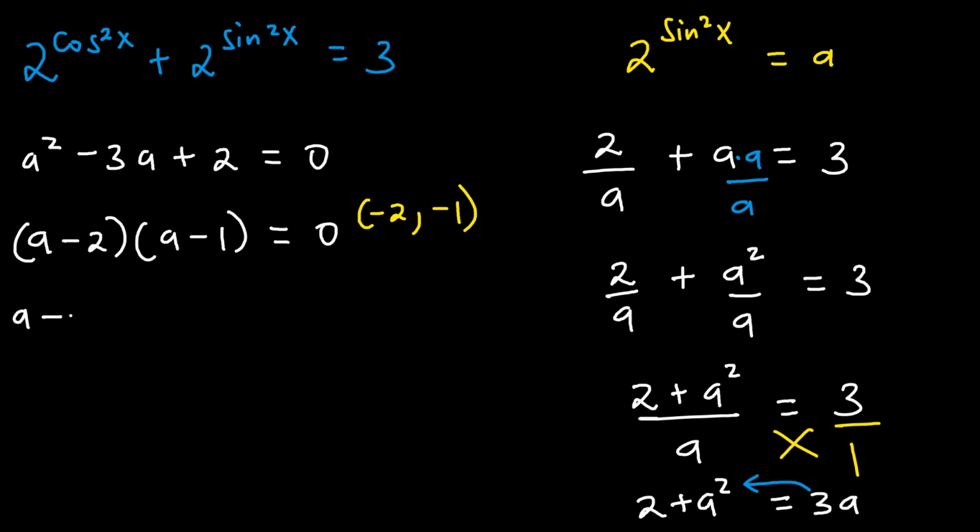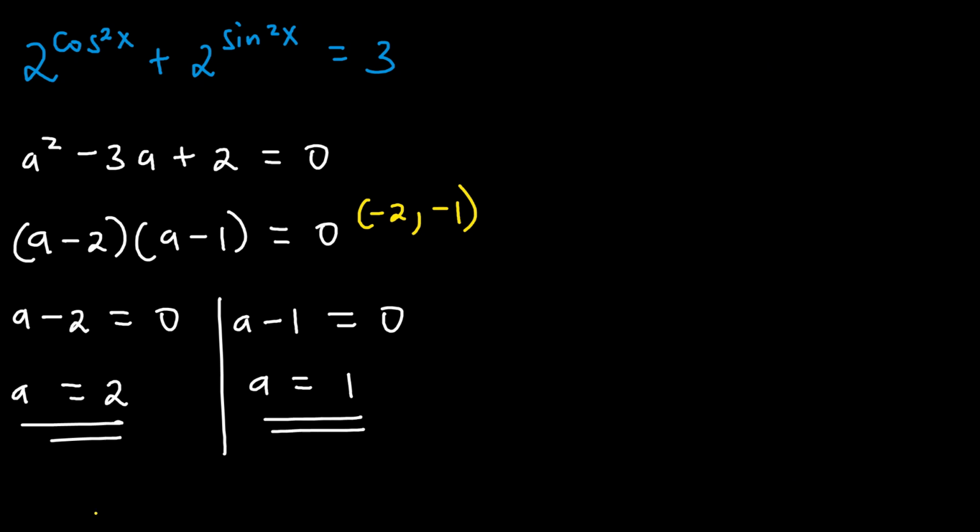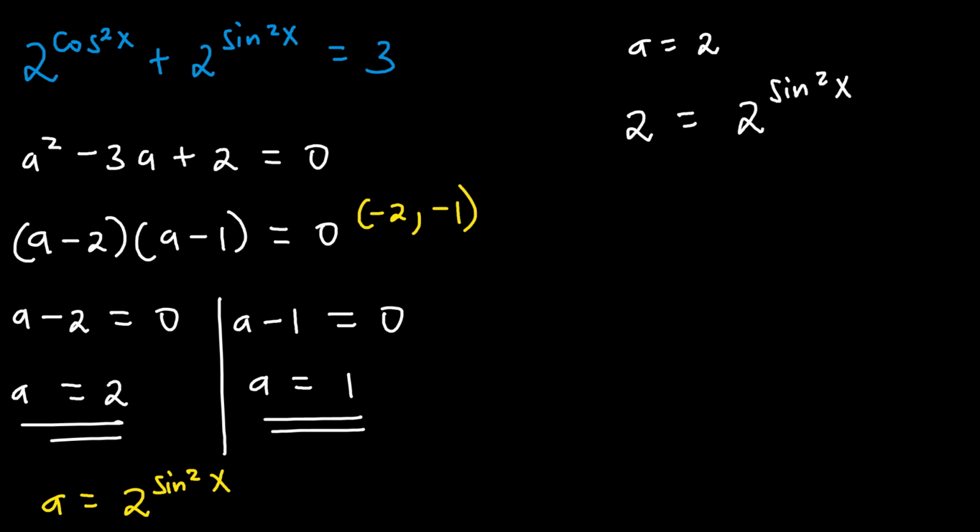And if we set a minus 2 to be equal to 0, then a will be equal to positive 2. And if we set a minus 1 to be equal to 0, then a will be equal to positive 1. And if you remember, we had set a to be equal to 2 to the power of sine squared x. Therefore, when a equals positive 2, we shall have 2 equaling 2 to the power of sine squared x. And this 2 has a power of 1.